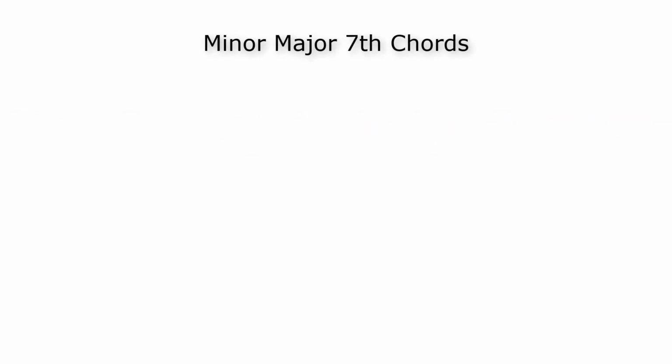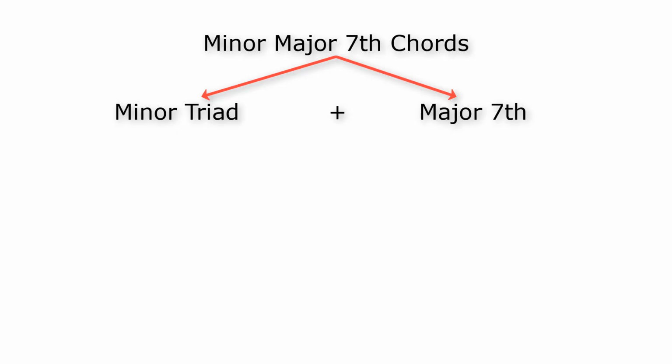So, minor major 7th chords. Well, it's easy. It's just a minor triad and you add the major 7th instead of the minor 7th. So, let me show in the case for C minor.